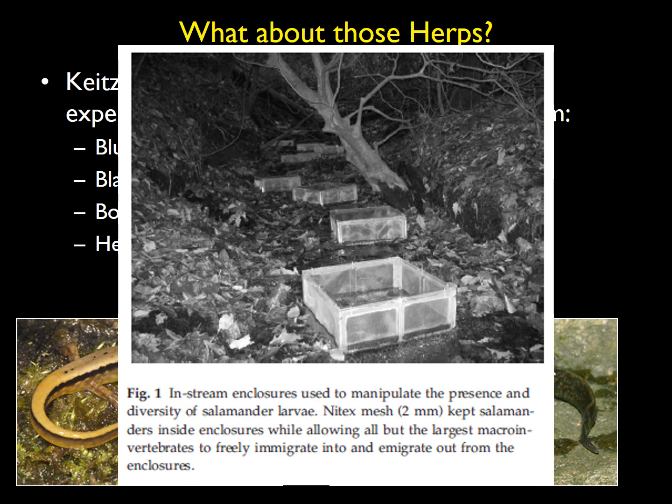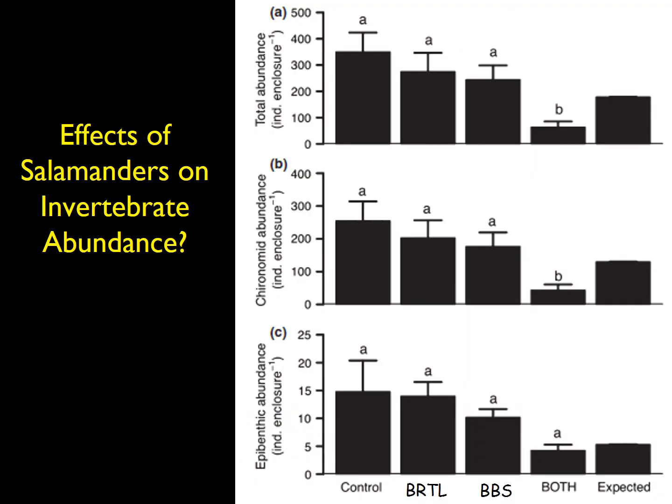This is what their experimental setup looked like. You can see it's a pretty small stream here. And so these little mesh boxes were created, and those were their enclosures. So either one species, two species, or no salamanders. So how do they affect invertebrate abundance?